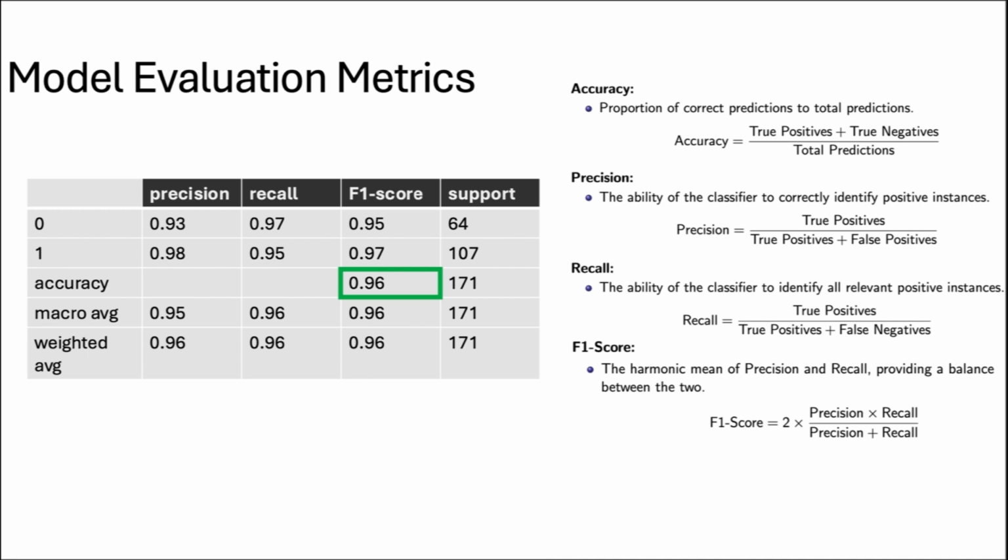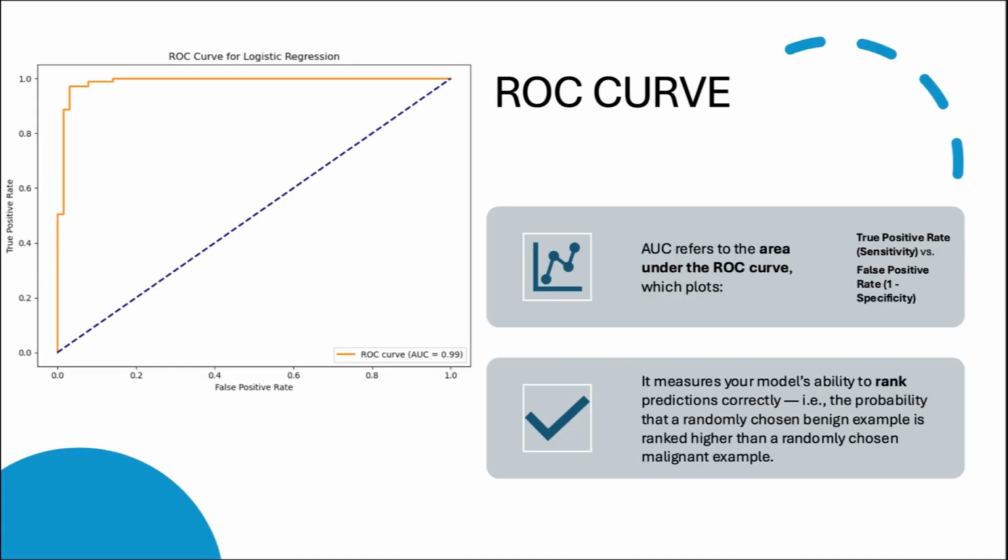We evaluated performance using accuracy, precision, recall, and F1 score. The model achieved 96% accuracy with high precision and recall, indicating strong predictive capability. The ROC curve assesses the model's performance by comparing the true positive rate to the false positive rate. Our model achieved an AUC of 0.99, demonstrating excellent ability to distinguish between the classes, benign and malignant.